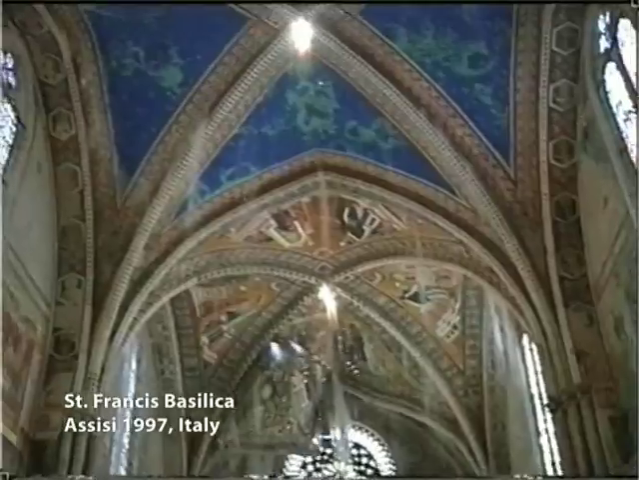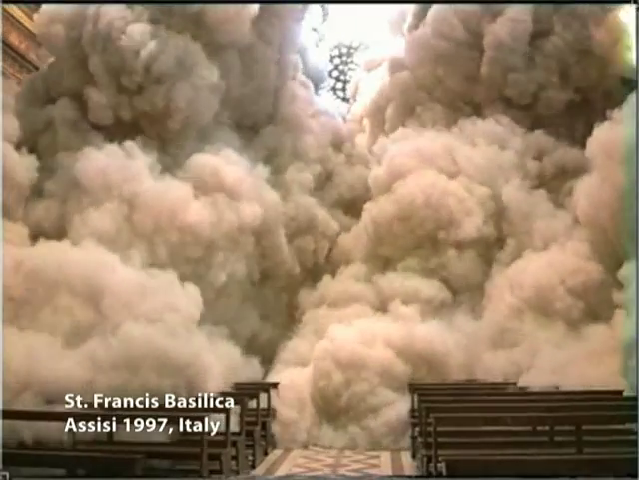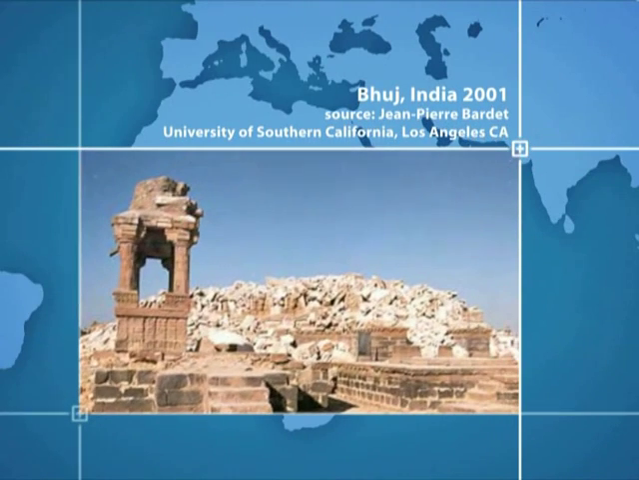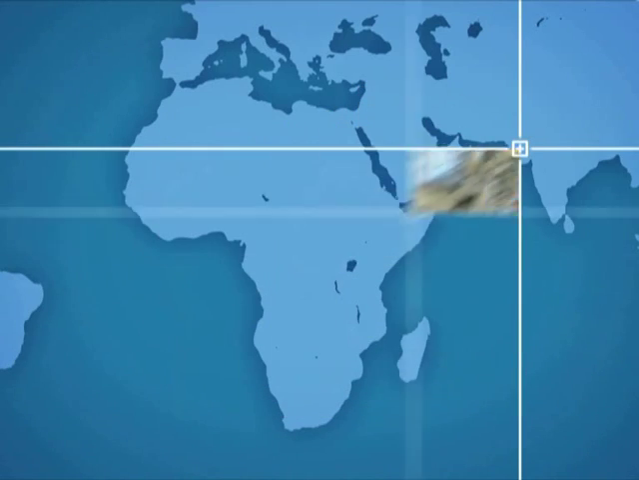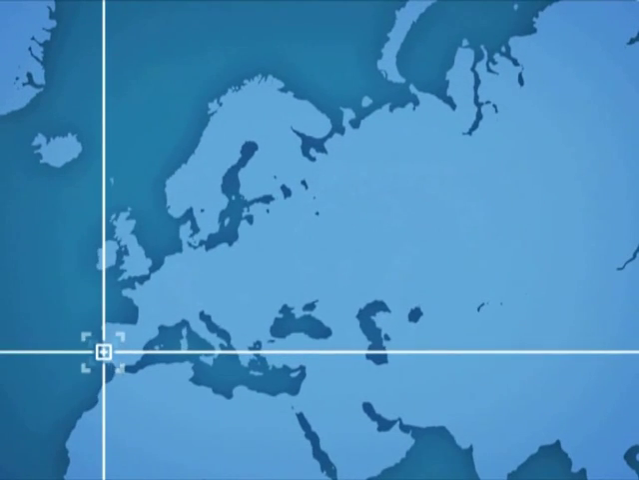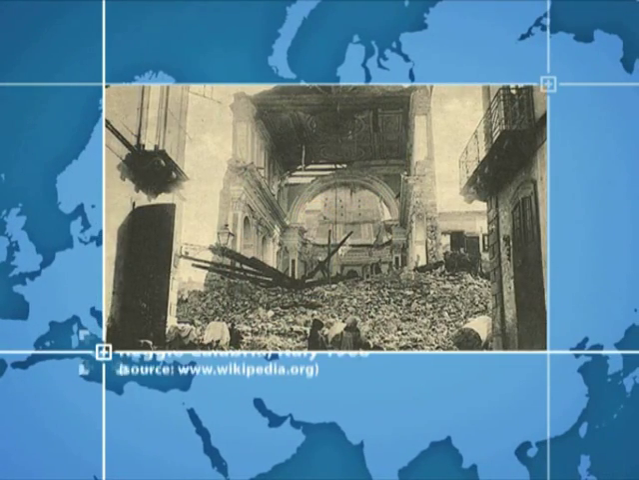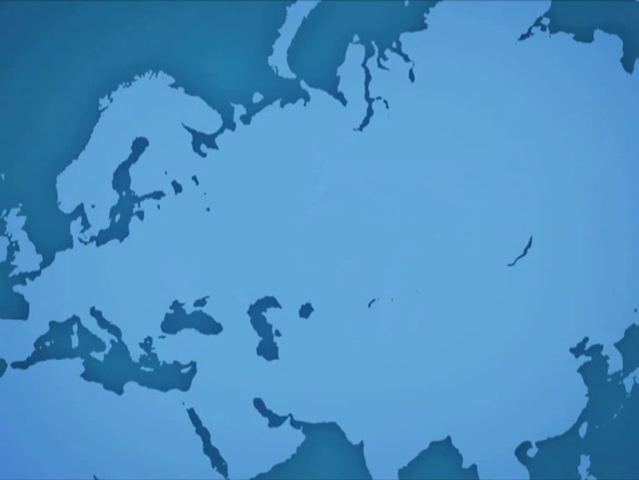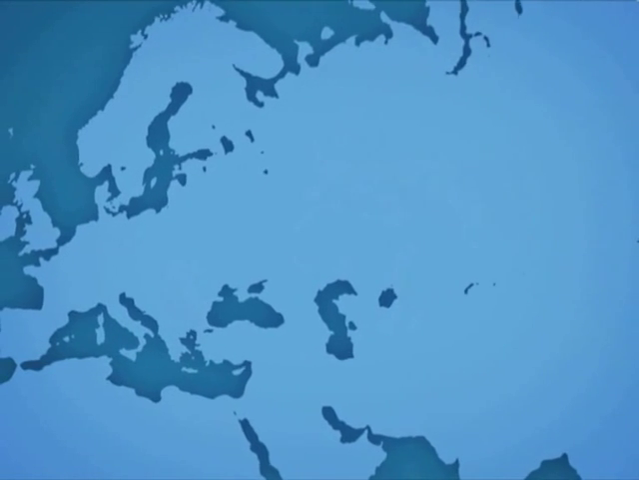The 1997 collapse of the vault of the St. Francis Basilica in Assisi, Italy. The tragedy of the 2001 Bhuj earthquake in Gujarat, India, taking its toll on the rich architectural heritage and culture of the region. The destruction of entire cities, such as Lisbon, Portugal, 250 years ago, and Reggio Calabria and Messina, Italy, 1 century ago.